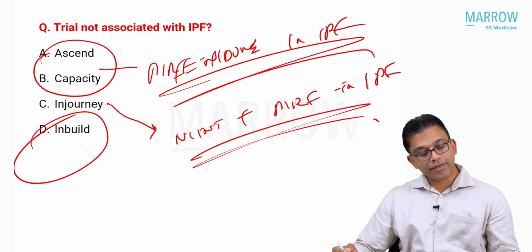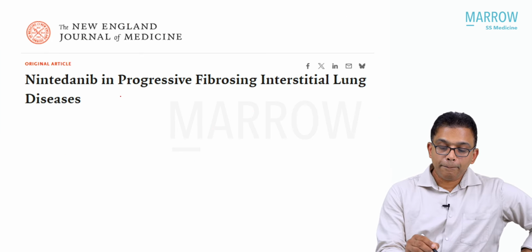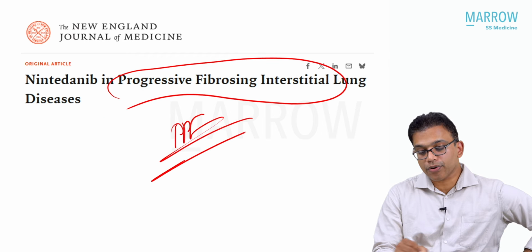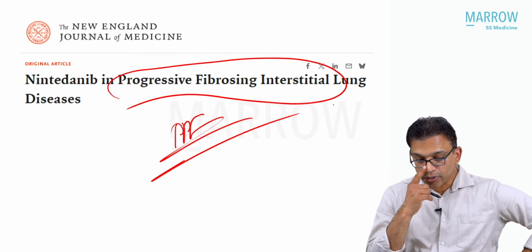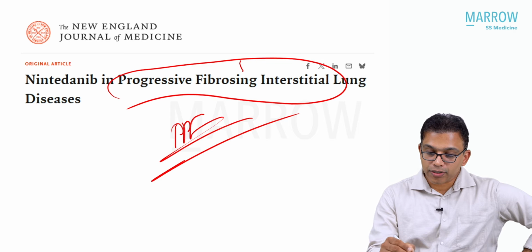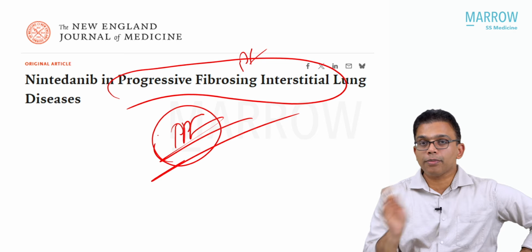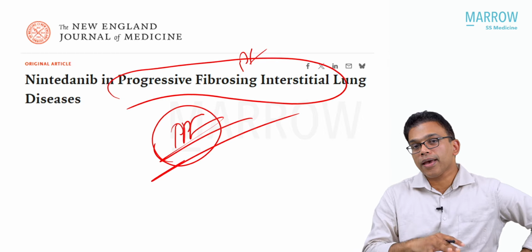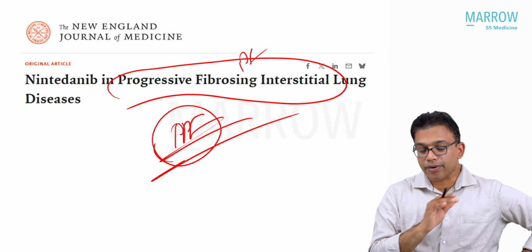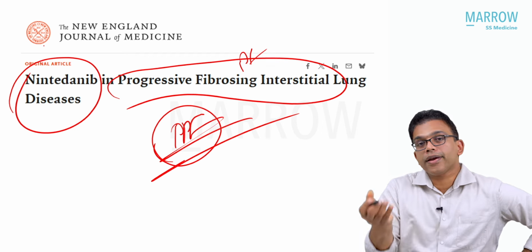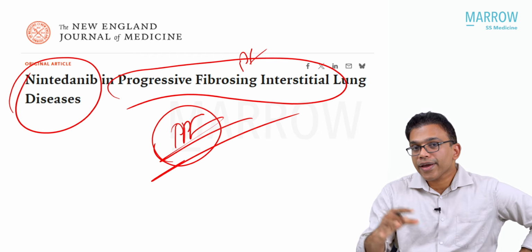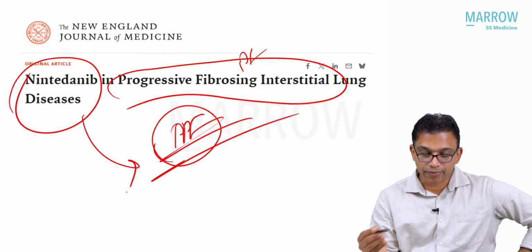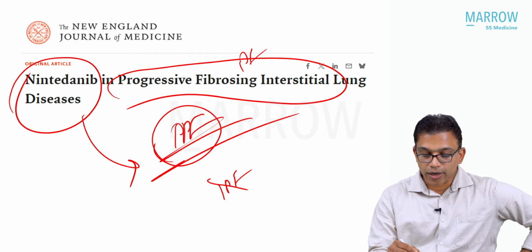INBUILD trial. What is INBUILD trial? It is a landmark trial done in progressive fibrosing interstitial lung disease, or progressive pulmonary fibrosis. This is the recent terminology; initially it was PFILD, now it is progressive pulmonary fibrosis. The subjects were all those patients having a progressive ILD other than IPF. In those patients, nintedanib reduced the progression rate of that particular ILD. So that is the role of nintedanib in progressive pulmonary fibrosis. It is not related to IPF.